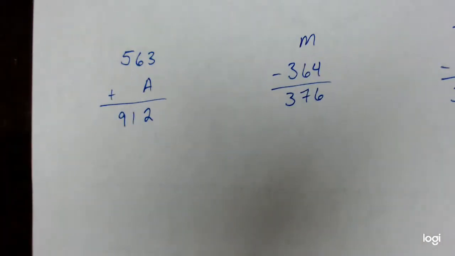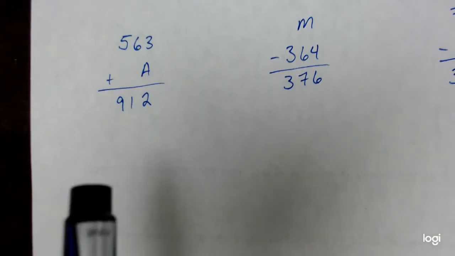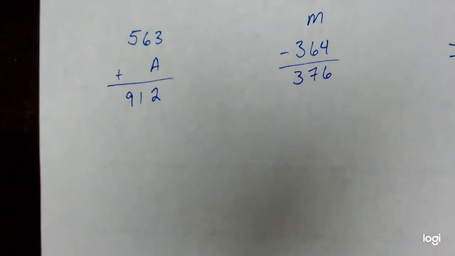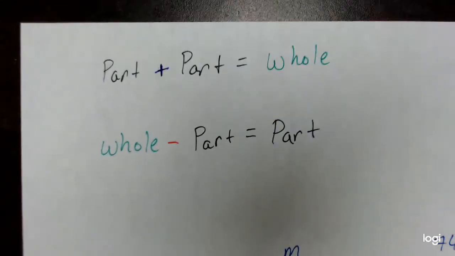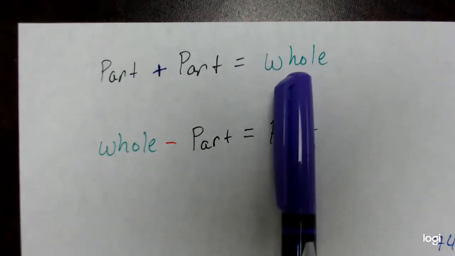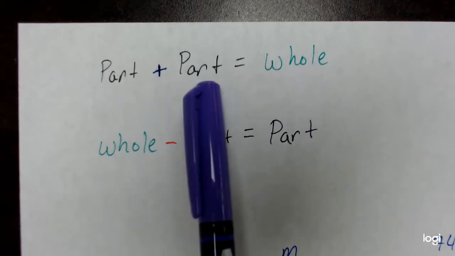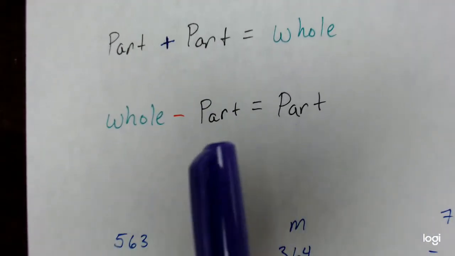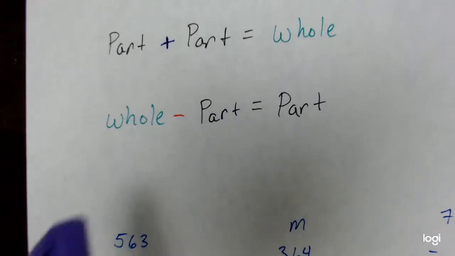So one of the first things that I think you should do when you're trying to solve these is identify which is the whole and which is the part and figure out what it is you're looking for. So if I want to find the whole in a number, I have to add both the parts. If I have to find a part, I need to subtract one part from the whole.